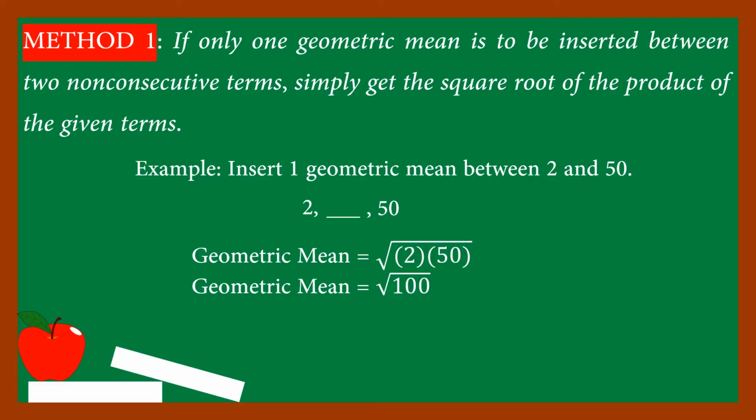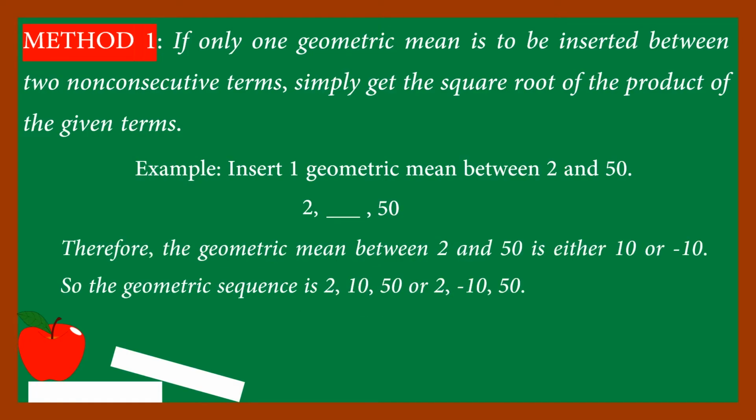Now, remember, if we're going to get the square root of a given number, we will arrive with two answers. So we have positive and negative 10. So it simply means that the missing geometric mean we are looking for can be positive 10 and can also be negative 10. Again, therefore, the geometric mean between 2 and 50 is either 10 or negative 10. So, the geometric sequence is 2, 10, 50, or it can also be 2, negative 10, positive 50.